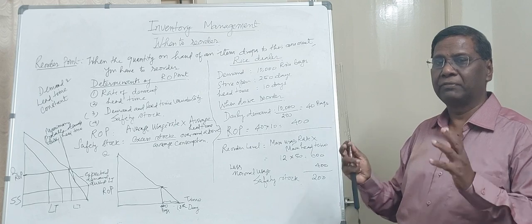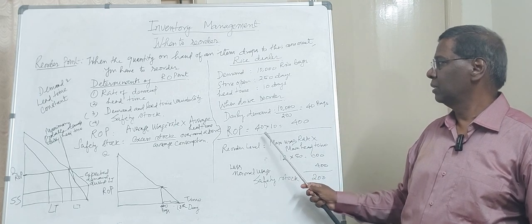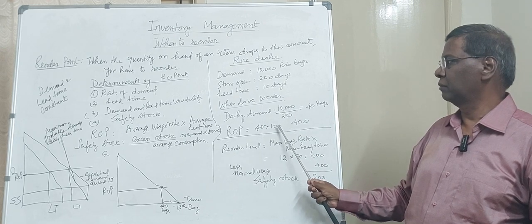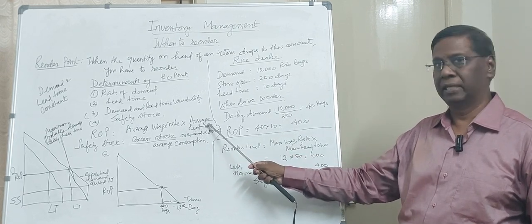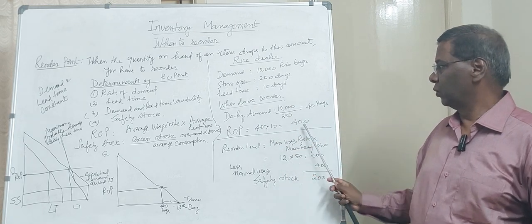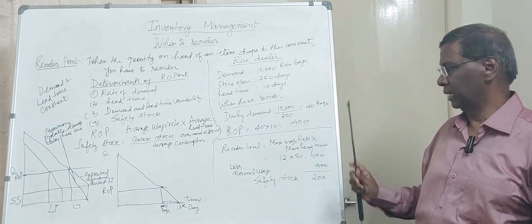So reorder point is a magic figure. This is what I was telling. So reorder point is 40 into 10 lead time. So what is the formula? It is average usage rate and average lead time. Okay. Just don't confuse with the safety stock. I'll come to that later on. So it comes to 400 bags.